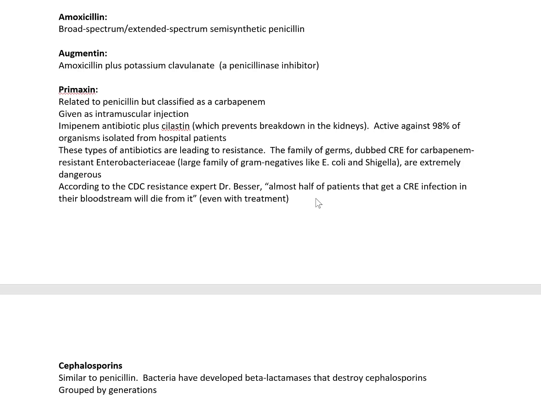So let me read this quote. According to CDC resistance expert Dr. Besser, almost half of patients that get a CRE infection in their bloodstream will die from it, even with treatment. So I know everyone knows what MRSA is, but pay attention to CRE. That's going to be a bigger deal.